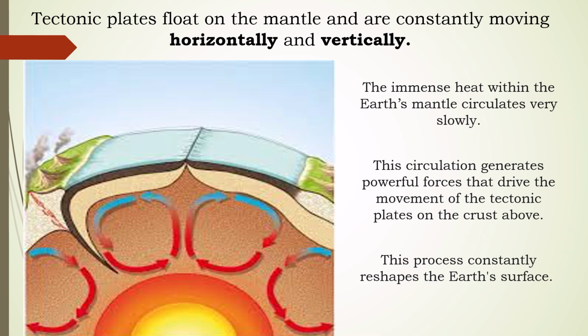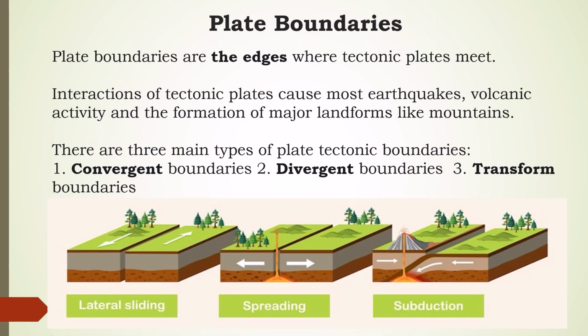Tectonic plates float on the mantle and are constantly moving horizontally and vertically. The immense heat within the Earth's mantle circulates very slowly. This circulation generates powerful forces that drive the movement of the tectonic plates on the crust above. This process constantly reshapes the Earth's surface.